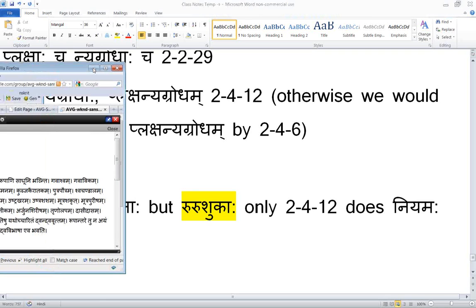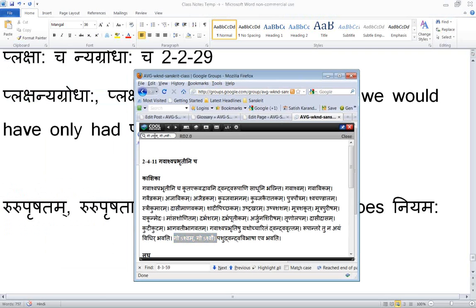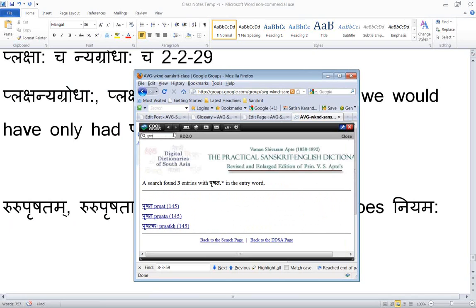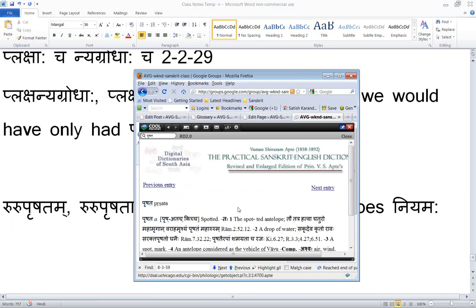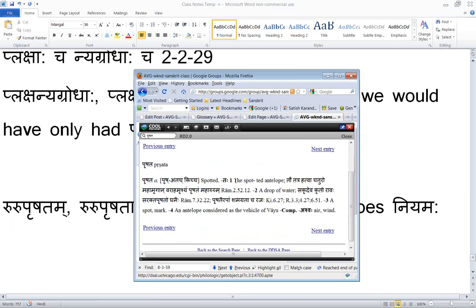But let me just check the meaning of Prushata. I think it's like a spotted deer. Spotted deer is Prushata. Yeah, the spotted antelope. Okay, so Prushata is a spotted antelope, a kind of deer.